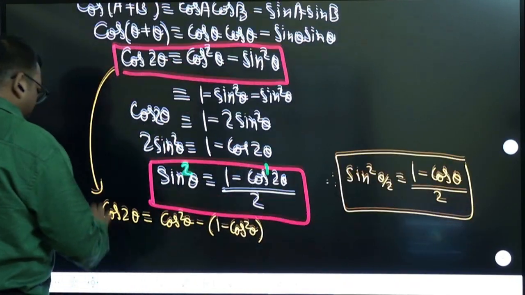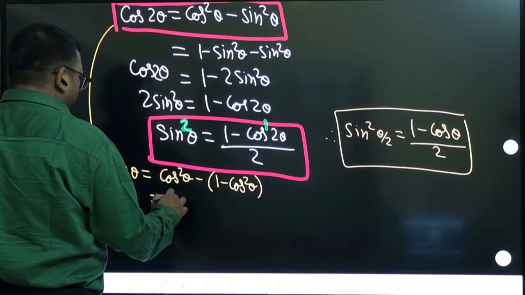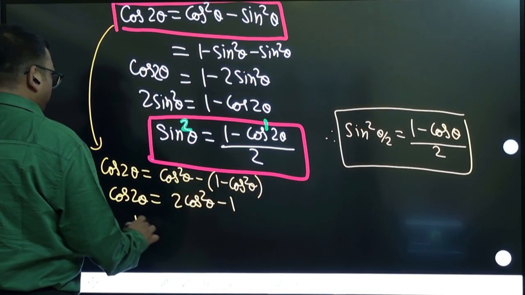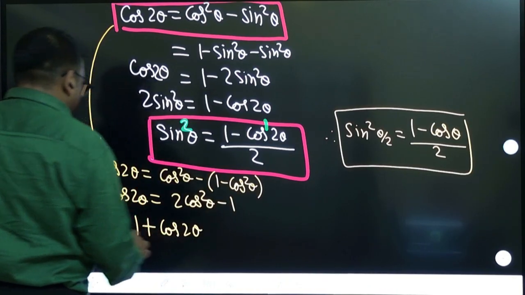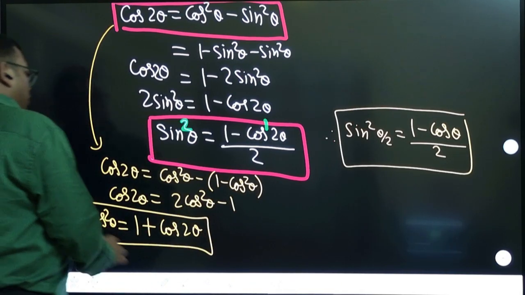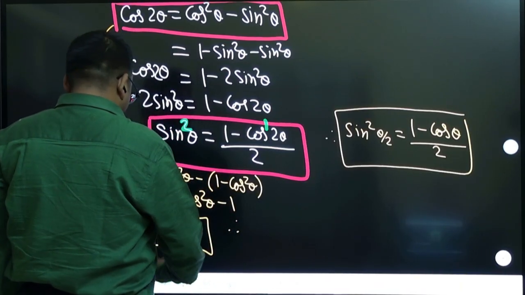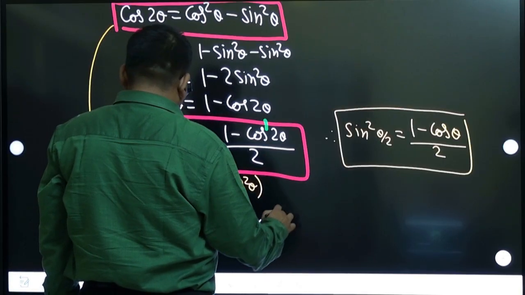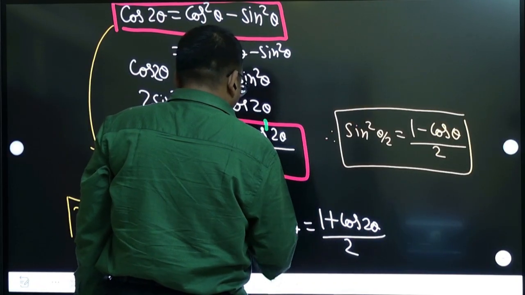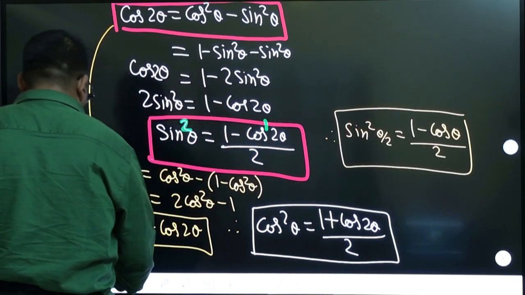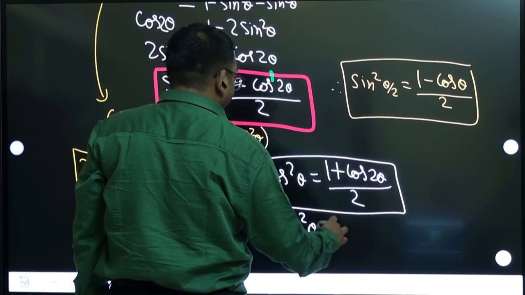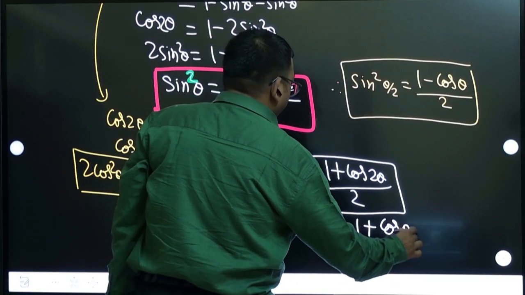So now this will become 2 cos square theta minus 1. So from here, 1 plus cos 2 theta can be written as 2 cos square theta. So that's the result. Now from here I can say that cos square theta can be written as 1 plus cos 2 theta divided by 2, and so cos square theta by 2 can also be written as 1 plus cos theta by 2.